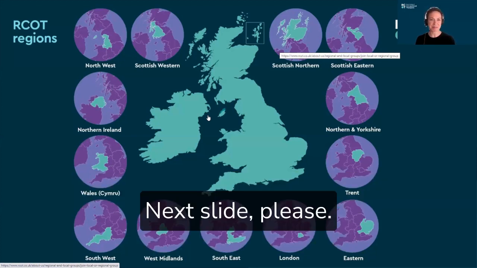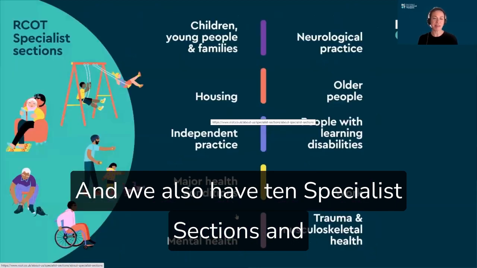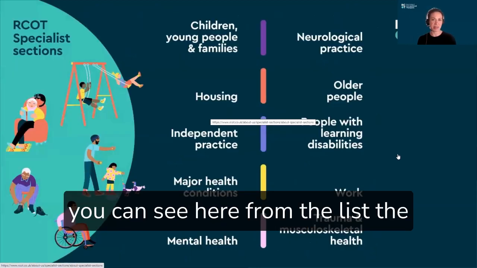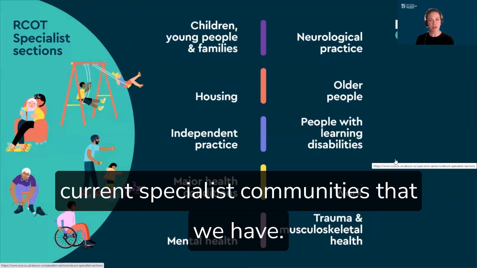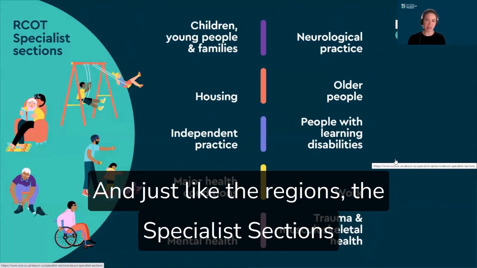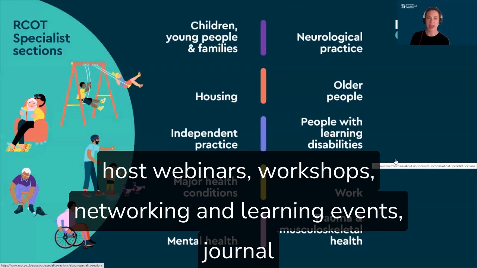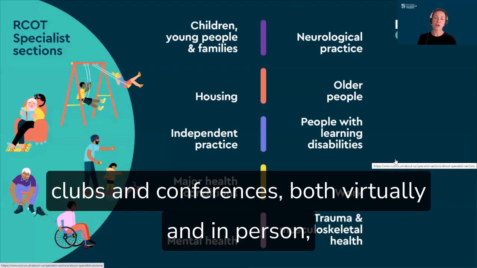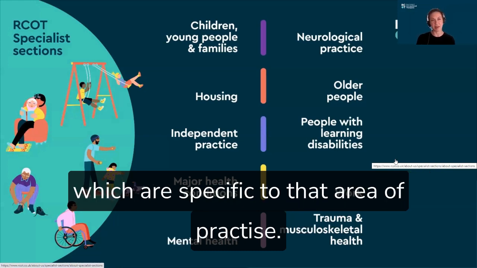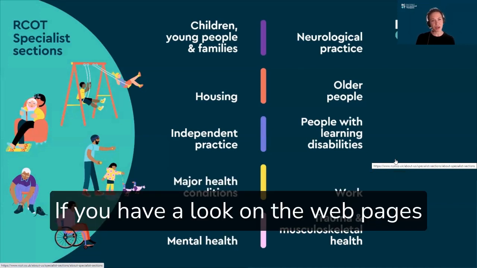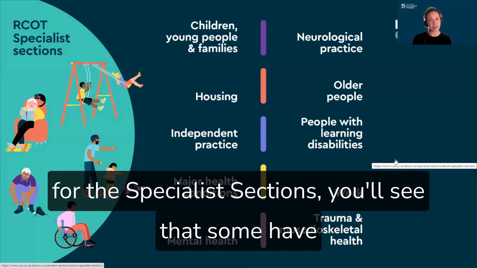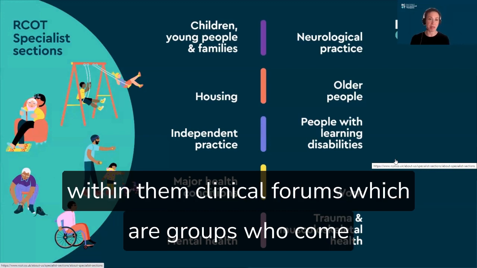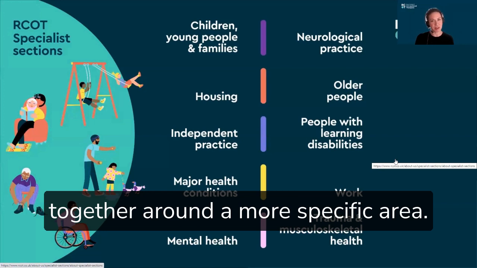Next slide, please. We also have 10 specialist sections, and you can see from the list the current specialist communities that we have. Just like the regions, the specialist sections host webinars, workshops, networking and learning events, journal clubs and conferences, both virtually and in person, which are specific to that area of practice. If you have a look on the web pages for the specialist sections, you'll see that some have within them clinical forums, which are groups who come together around a more specific area.